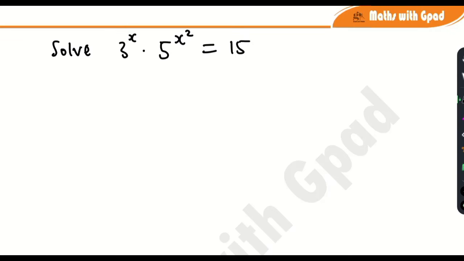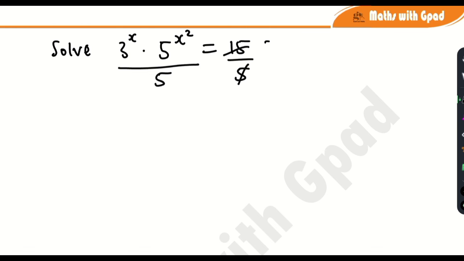Hello viewers, in this video I'm going to be solving this equation, which is 3 raised to power x times 5 raised to power of x squared is equal to 15. Now what can I do here? What I can do is to try to see if I can get a common base on the individual side. So if I decide to divide this by 5, for instance, and divide this by 5, I'm just trying to tell you what we can do first.